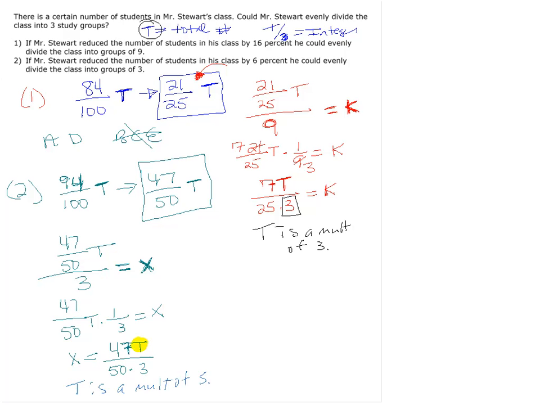Okay, and if t is a multiple of 3, we go back up to the stem. We want to know, could we divide it into 3 study groups? Yeah, we could. Any multiple of 3 can be broken up into even groupings of 3. Okay, so the answer here is D. Each of these statements alone is sufficient to answer the question.